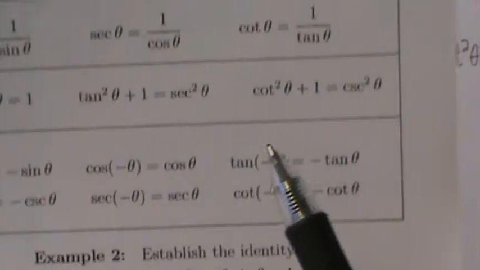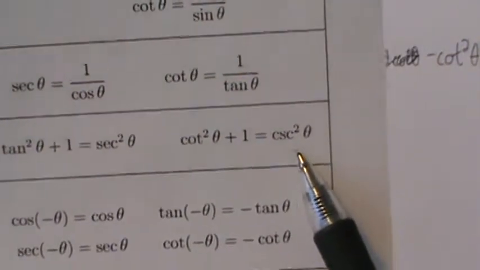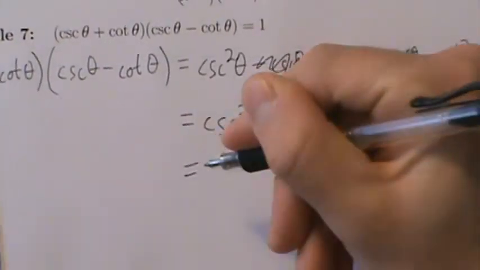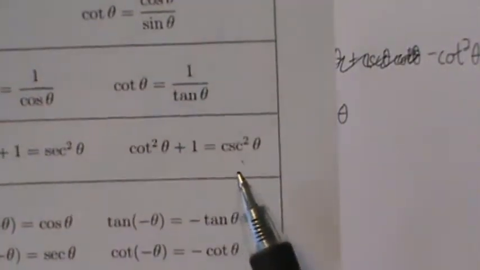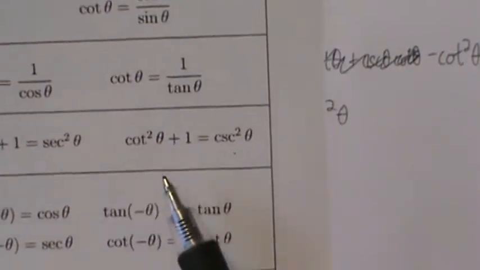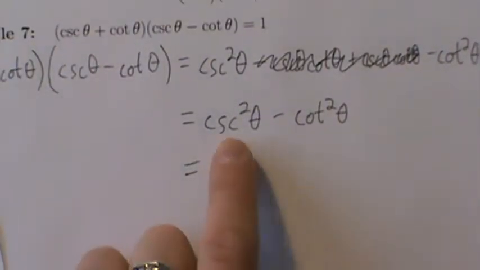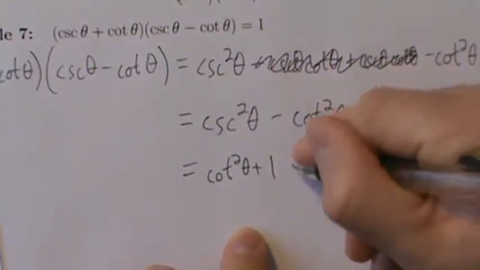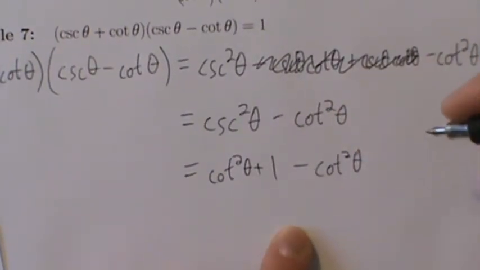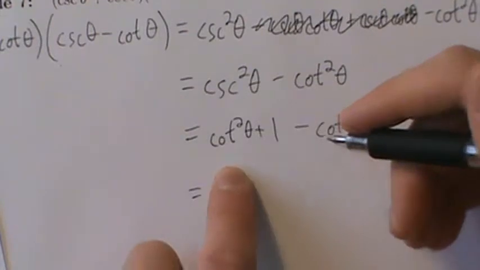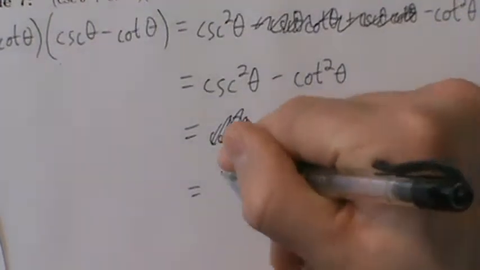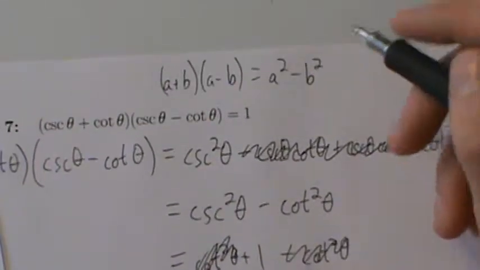If we look at this identity here, cotangent squared plus 1 equals cosecant squared. Let's take this and substitute it for cosecant squared. This Pythagorean identity tells us that cosecant squared of theta exactly equals cotangent squared plus 1. So let's use that fact. Cosecant squared of theta exactly equals cotangent squared of theta plus 1. And then we still have a minus cotangent squared of theta out here. Now we simplify that. Cotangent squared of theta minus cotangent squared of theta, they cancel, and we're just left with the 1. And is that what we wanted? Yeah, we just wanted the 1. So that's that.